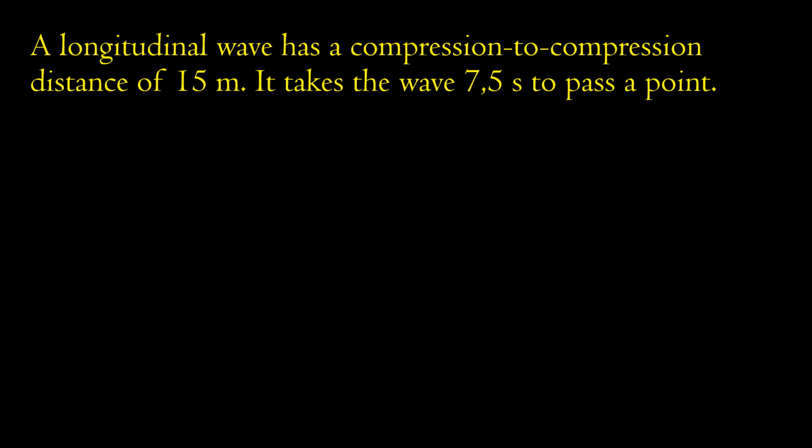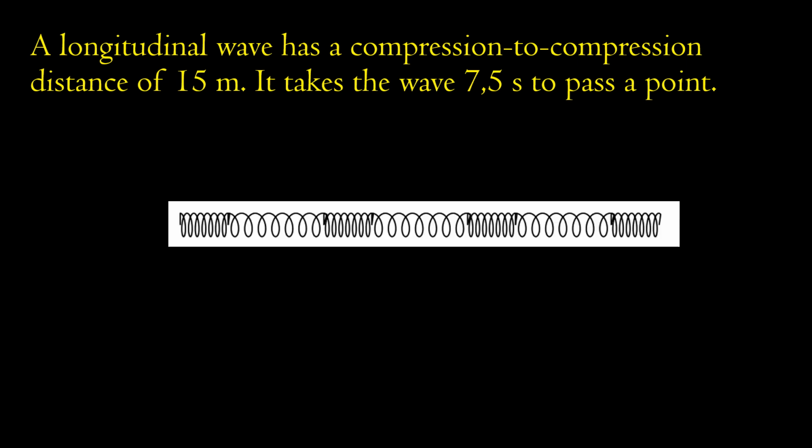A longitudinal wave has a compression to compression distance of 15 meters. It takes the wave 7.5 seconds to pass a point. The first thing we can do is to draw a diagram of a longitudinal wave.